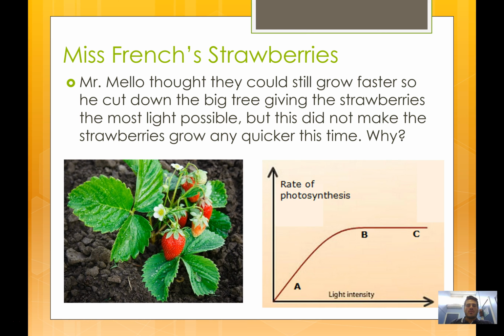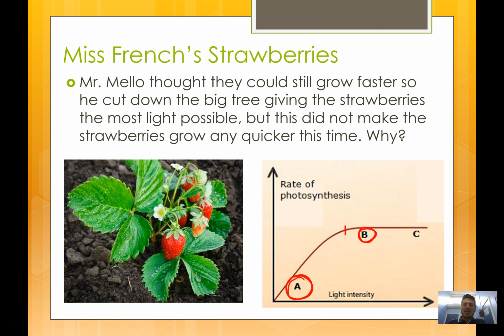So, for example, when Miss French was trying to grow her strawberries in the shade, we had the rate of photosynthesis as it is in A here, a low rate of photosynthesis because we didn't have enough light available for the maximum rate of photosynthesis to happen. But then Miss French moved her strawberries to the middle of her yard, which gave her a rate of photosynthesis that was optimum. So it sort of looked like this. It had a much higher rate of photosynthesis, more light was available.